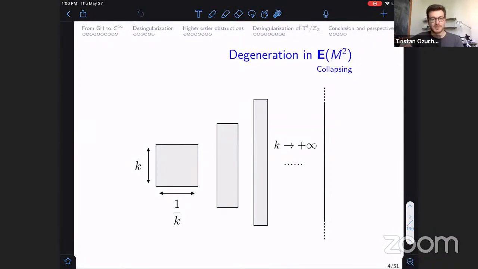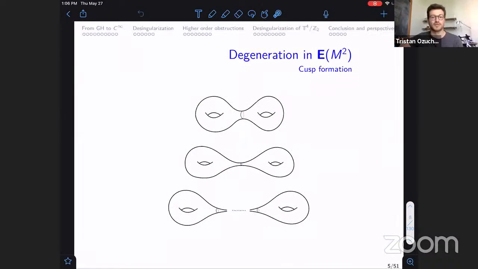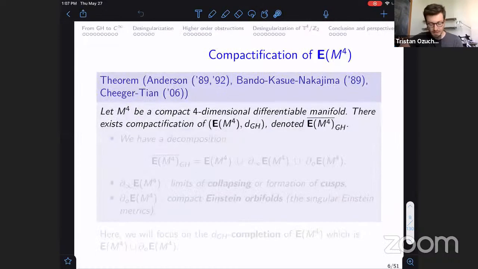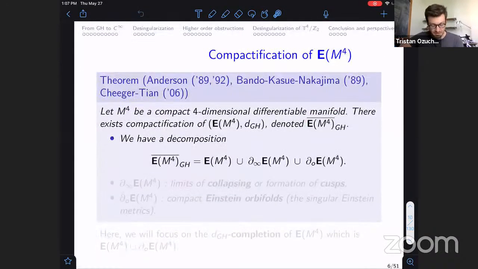So it already appears in dimension 2 with two well-known situations. The first one is collapsing. The second one is the formation of cusps. And in dimension 4, there is a similar picture. So Hayo talked a bit about this on Tuesday. Let me just reword it with my notations here. And so there is a compactification of the moduli space of Einstein four metrics, and it decomposes into three pieces.